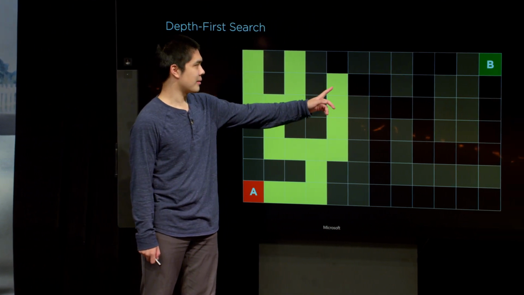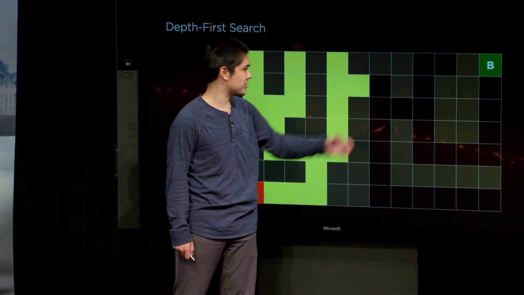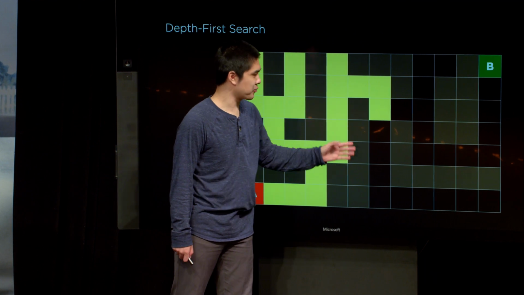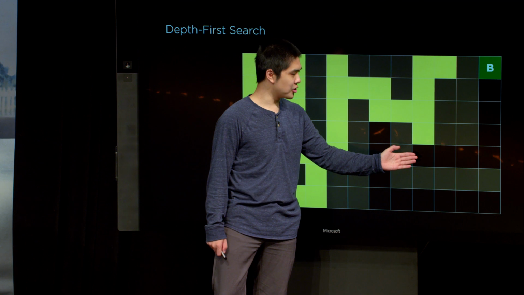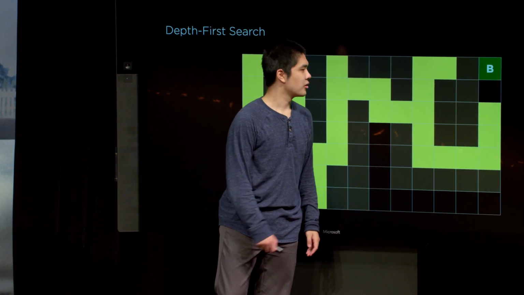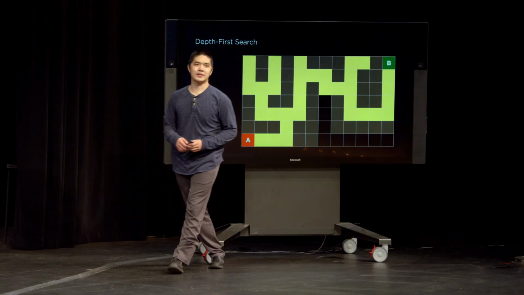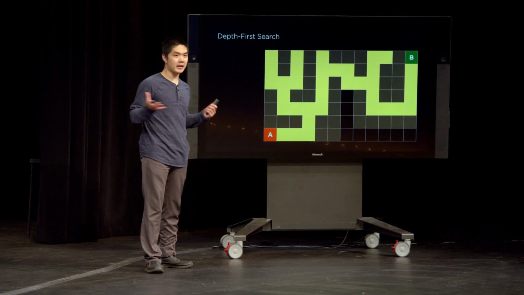So we'll try this path. Maybe we'll try going up, but hit a dead end, so we'll try going to the right. Here again, we hit a decision. We're going to make some choice. And again, we're just going to repeatedly hit dead ends and try new paths until eventually we make our way to the destination. And so that is depth-first search.